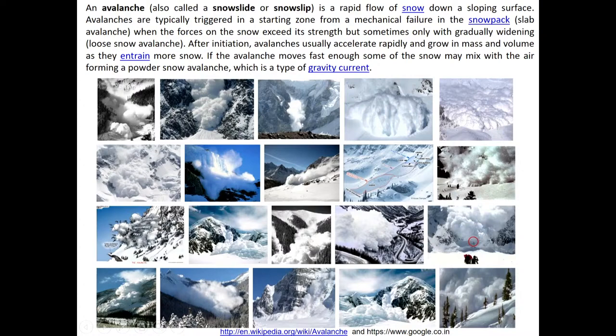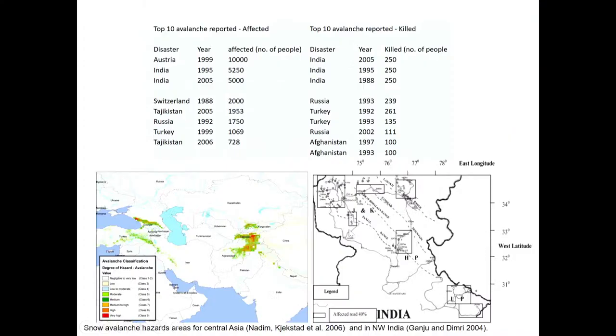I have shown you some photographs of different types of avalanches. You can see here how many people have been affected in a year in different regions. Due to these kinds of avalanches, these many people have been affected. And if you see how many deaths there were in these regions, in India in 2005 around 250 people died due to avalanches. In 1995 again around 250, and in 1988 around 250.